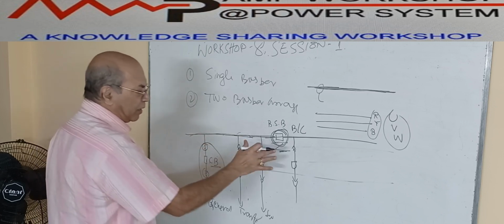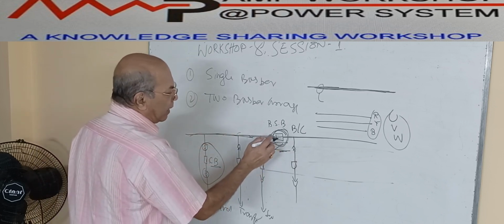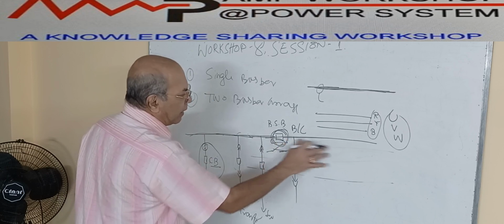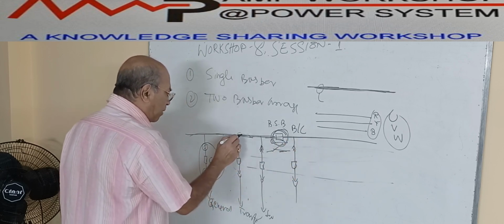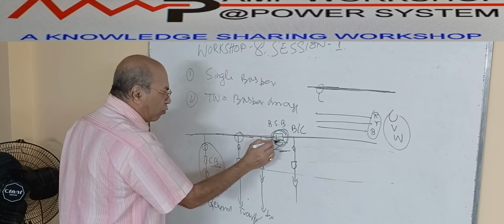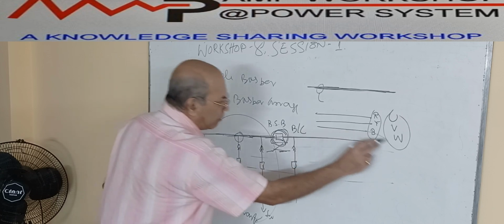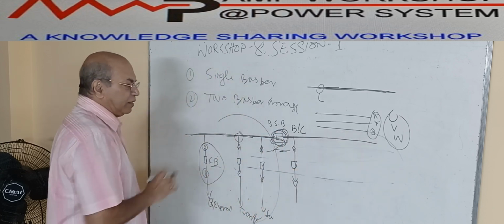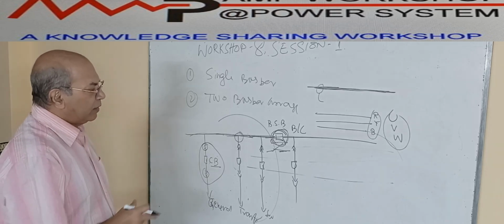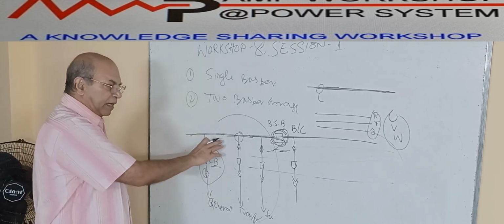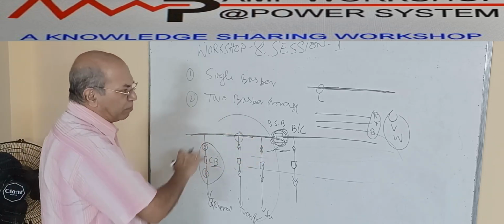But I have a provision, I have a privilege. If I open this bus coupler, then I can run two parts. If there is any problem with this part, I can open the bus coupler and take a shutdown of this part, and then the other part will be running. So this is the arrangement we can make. We call this a single bus arrangement with a bus coupler or without a bus coupler.